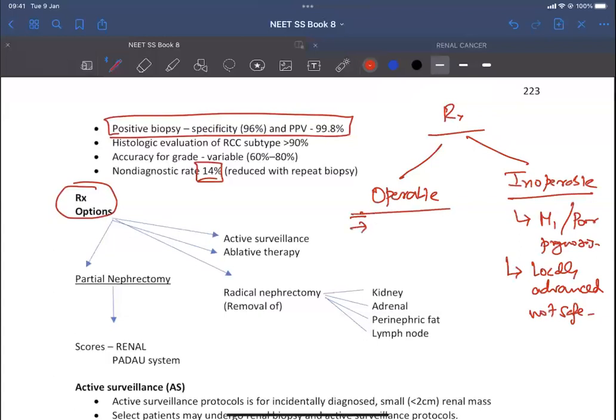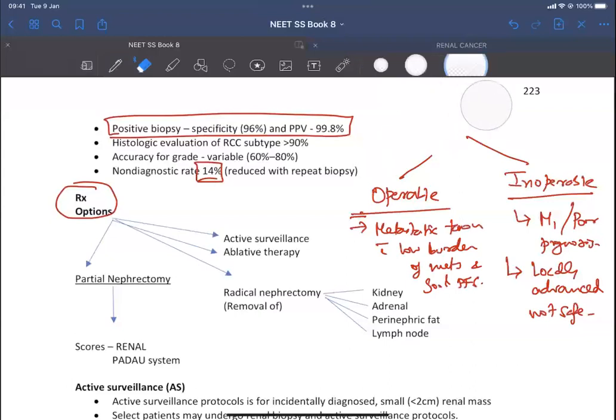Anything else is operable, even metastatic tumors with low burden of mets and good performance status. Leave aside the localized and locally advanced tumors, even metastatic tumors who have a very good performance status and a very low burden of mets, they're also operable.